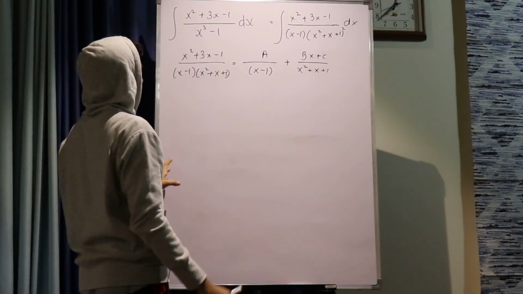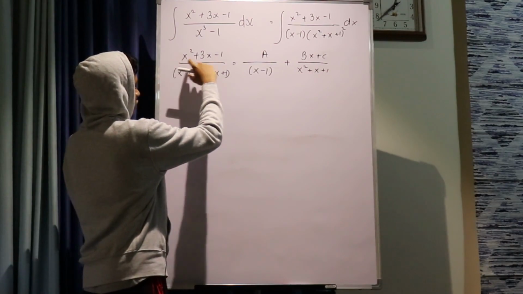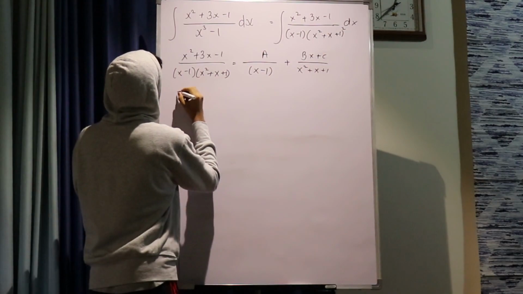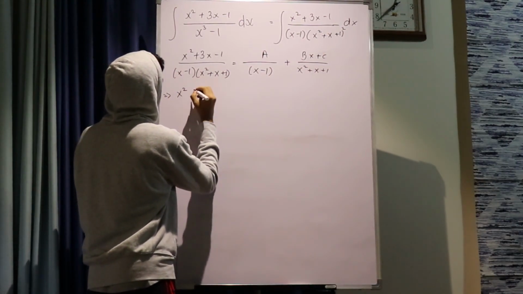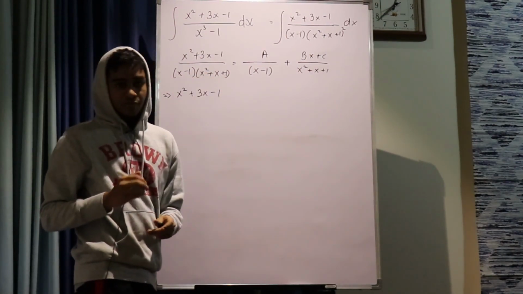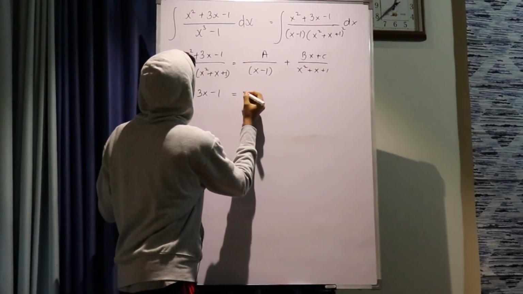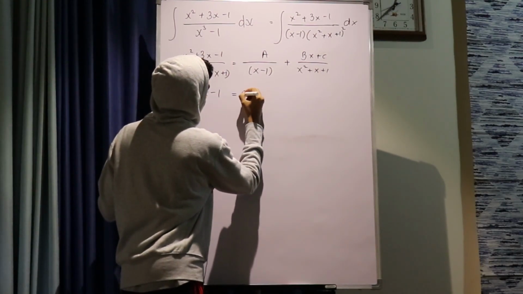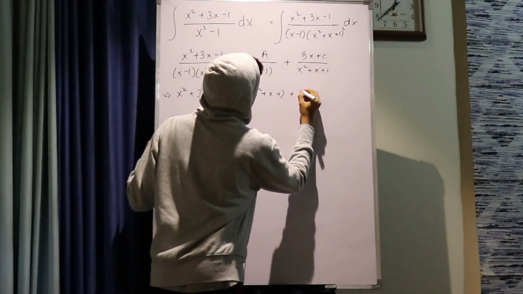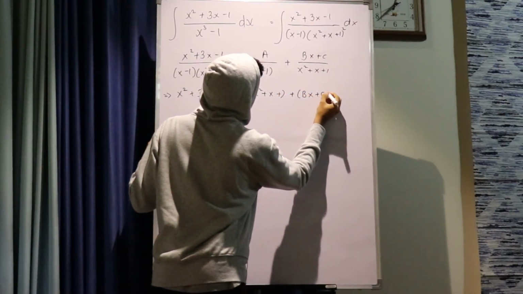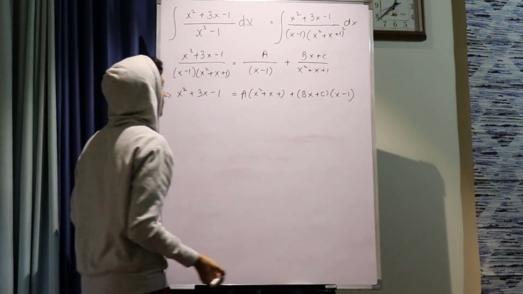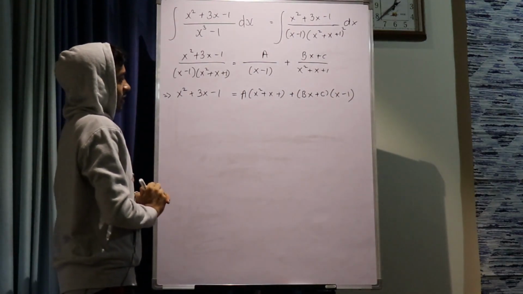So now what we're going to do is multiply both sides with this denominator so that it gets canceled out on this side. So when you multiply both sides, this is what we end up with. We get x squared plus 3x minus 1. So the denominator gets canceled, right? And then plus the x minus 1 gets canceled, so you get a times x squared plus x plus 1, and then plus bx plus c times the quadratic factor gets canceled, so into x minus 1. Right, so this is what we've ended up with so far.